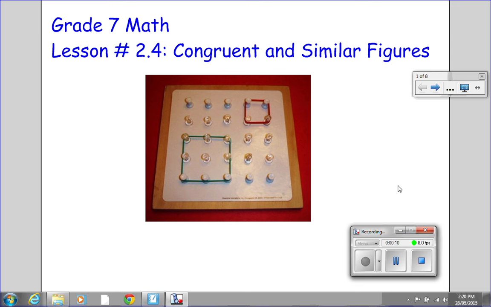And if you have not watched the video for lesson 2.3, then you need to put this video on pause, or stop rather, so that you can go back and watch the video for lesson 2.3. If you have already seen that video, then let's proceed with this video now.